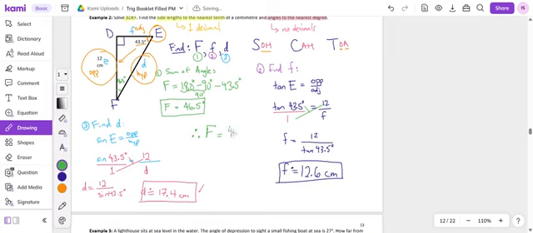Angle F, 46.5 degrees. Side F, approximately 12.6 centimeters. Side D, approximately 17.4 centimeters. And that goes in a box.